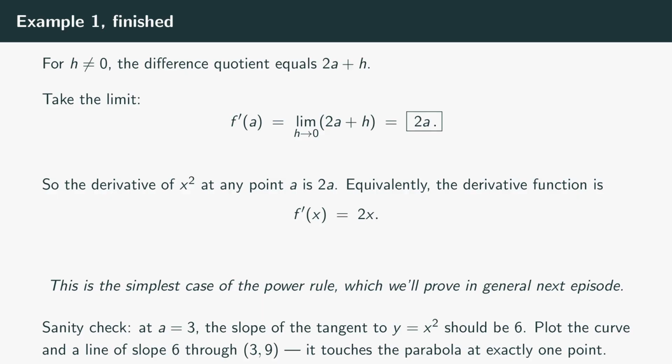By the way, 2x is the simplest case of the power rule. Next episode, we'll prove that the derivative of x to the n is n times x to the n minus 1 for any positive integer n by essentially the same algebra. The power rule is a shortcut built on this calculation. If you ever forget it, you can rederive it from the definition. The definition is the bedrock, the rules are toolbox items.